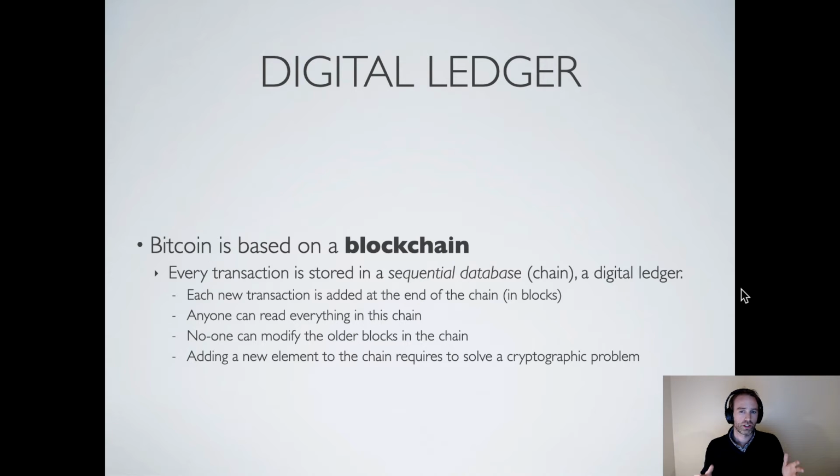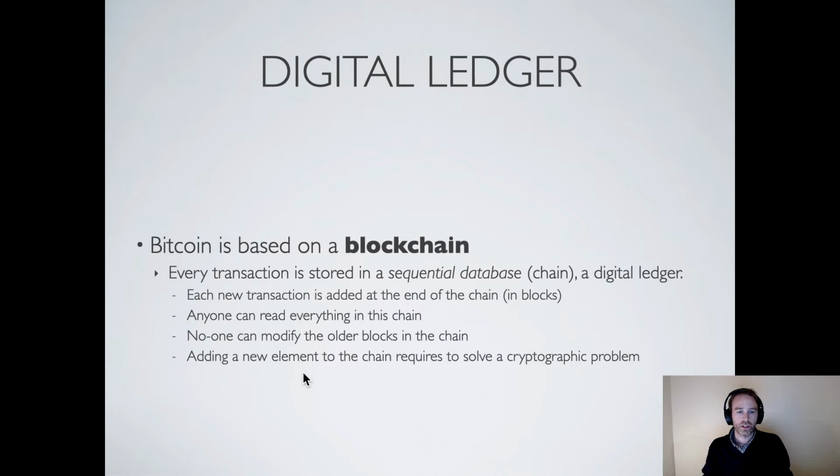Technically, it's like a sequential database, like a chain, in which you can add new transactions at the end of the chain. And the important thing is that you cannot modify what is in the previous transactions. So when something is written in this chain, it's impossible to remove it, because otherwise you will have to remove all the other links in the chain. Another very important point is that anyone can read everything in this chain. The chain stores the list of all transactions, and everyone can go and check and read what is in these transactions.